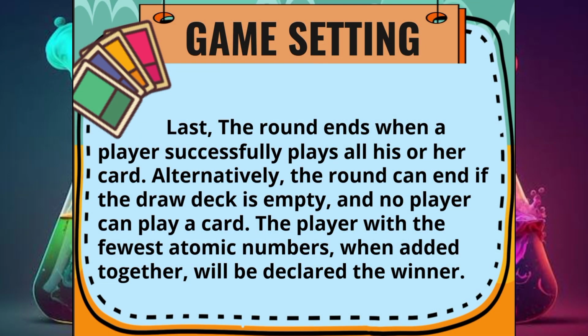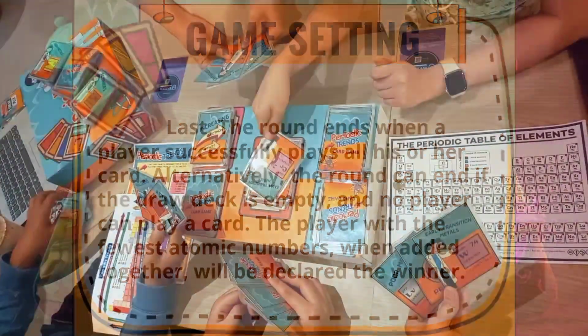Last, the round ends when a player successfully plays all his or her cards. Alternatively, the round can end if the draw deck is empty and no player can play a card. The player with the fewest atomic numbers, when added together, will be declared the winner.